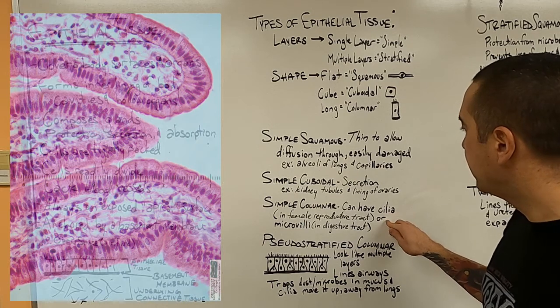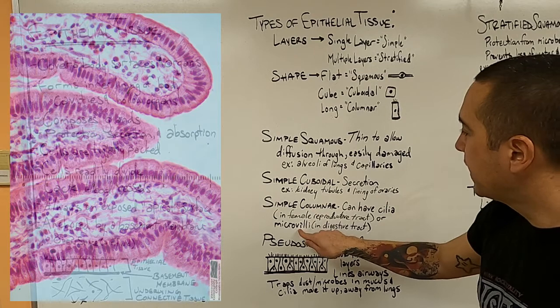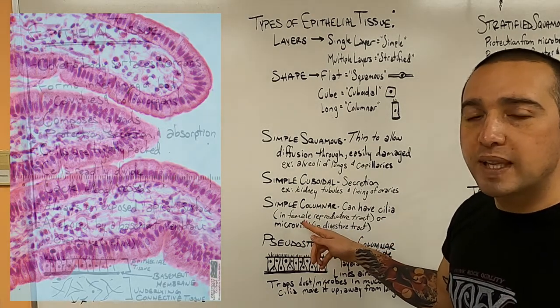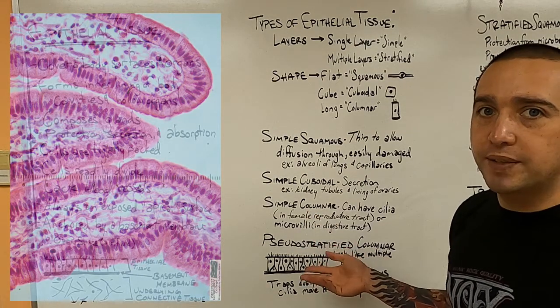Or if they don't have cilia, they might have microvilli in the digestive tract. Microvilli are smaller than cilia. They don't move on their own, but they help to increase the surface area so that those cells can absorb nutrients out of the food.